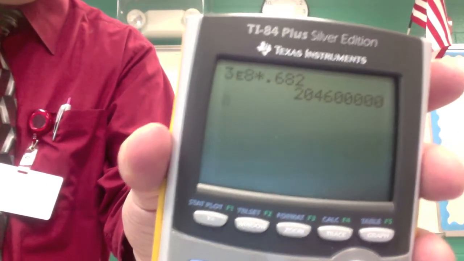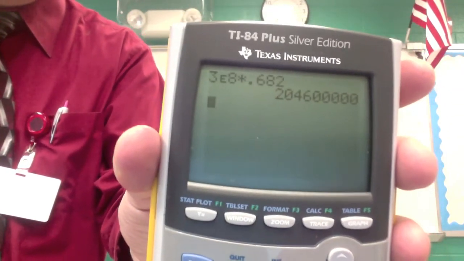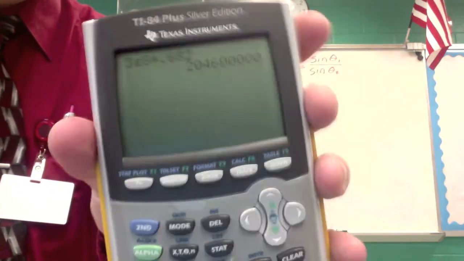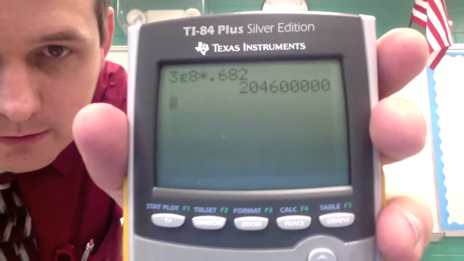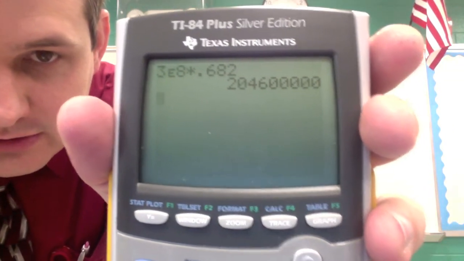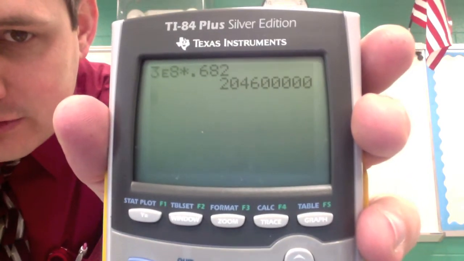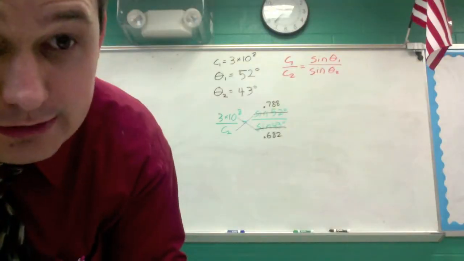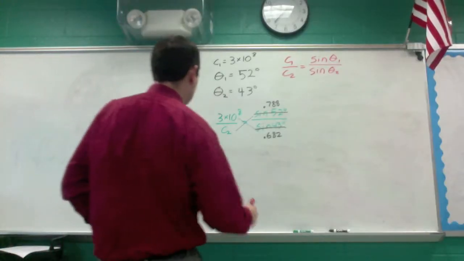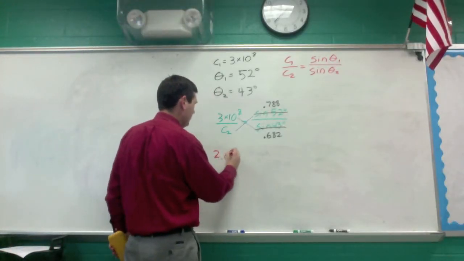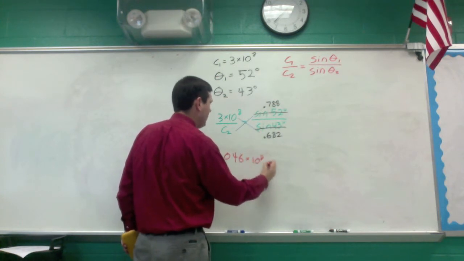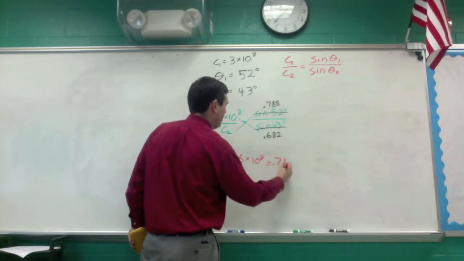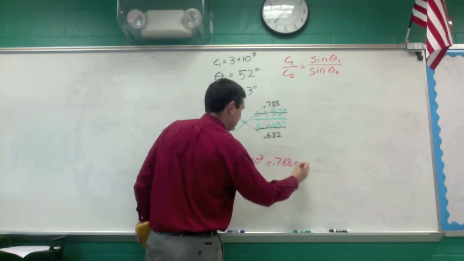Okay, so I'm just going to leave that number as it is. That's 2 times 10 to the something. Let me see. Let's count how many zeros we got: 1, 2, 3, 4, 5, 6, 7, 8. You have to move it 8 decimal places. So that's 2.046 times 10 to the 8th. Okay, so that's 2.046 times 10 to the 8th equals 0.788 C2.